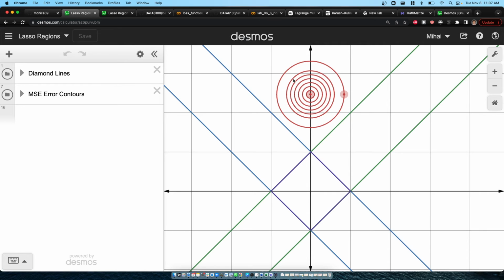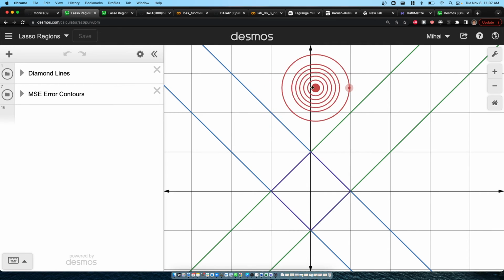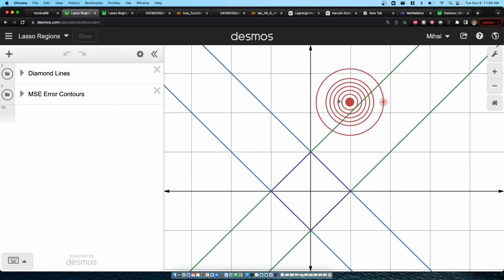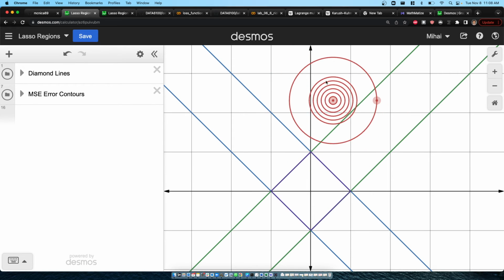And this is draggable, so you can drag around the center, right? That's what I'm asking you, when it's in one region versus the other region. And you can also play with the radius, right? These are just contour lines. You can draw a contour line at any radius you want.